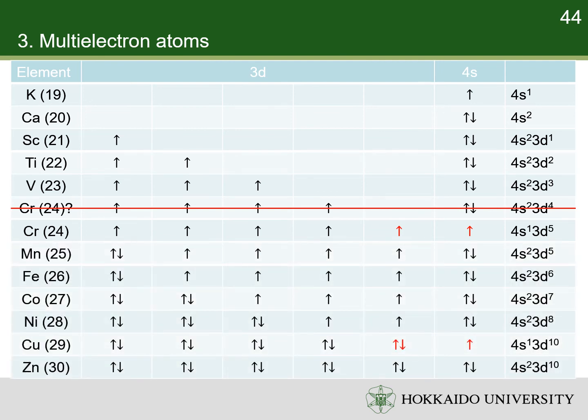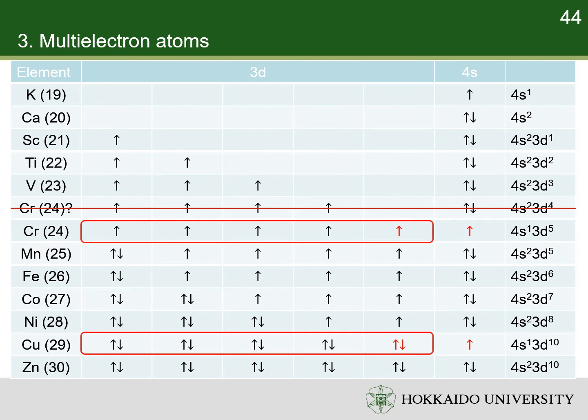A similar situation occurs on atom number 29, copper. The electron configuration was supposed to be 4s2, 3d9, but it is actually 4s1, 3d10. Generally speaking, a half-filled or filled d subshell tends to have even lower energy. If an electron can make the d subshell half-filled or filled, it tends to do it, rather than occupying another subshell.